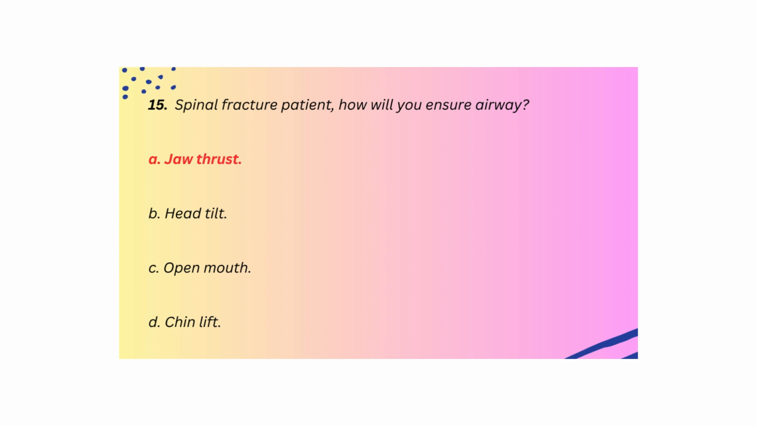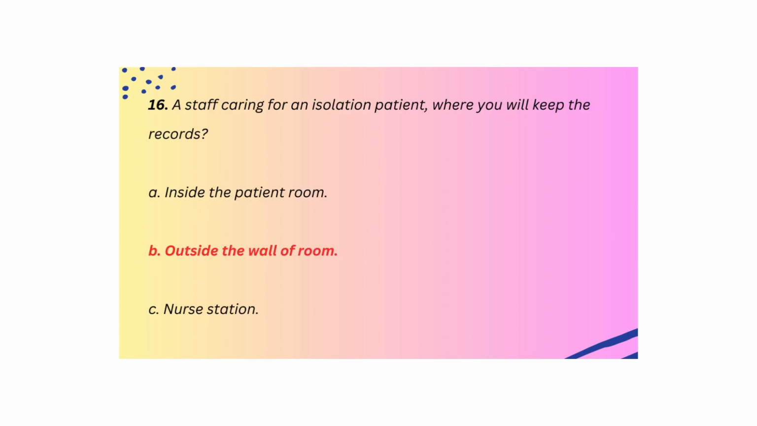Q15. Spinal fracture patient, how will you ensure the airway? A. Jaw thrust. B. Head tilt. C. Open mouth. D. Chin lift. Q16. A staff caring for an isolation patient, where will you keep the records? A. Inside the patient room. B. Outside the wall of the room. C. Nurse station.